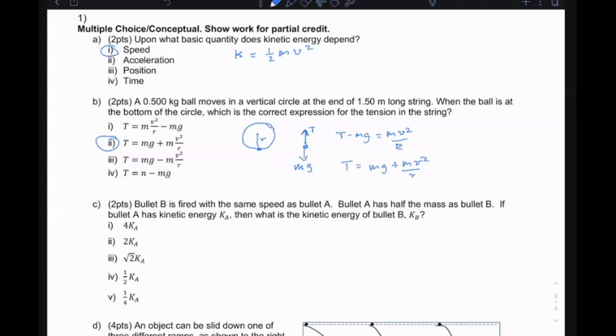In part C, bullet B is fired with the same speed as bullet A. Bullet A has half the mass of bullet B. If bullet A has kinetic energy K sub A, what is the kinetic energy of bullet B, K sub B? Well, we know that the kinetic energy is equal to 1/2 mv squared. If the velocity stays the same and the mass doubles, then the kinetic energy must double. So the kinetic energy of B must be equal to 2 times the kinetic energy of A.